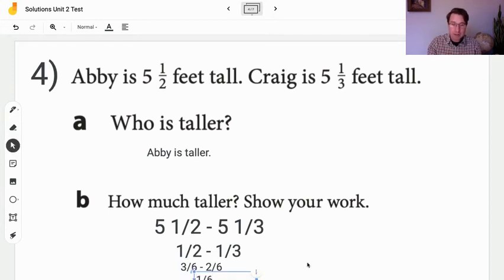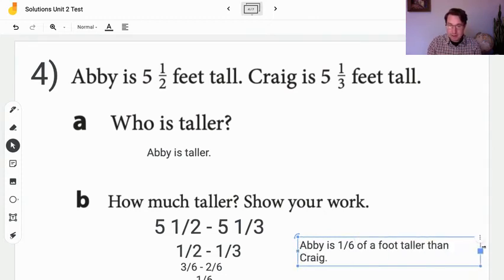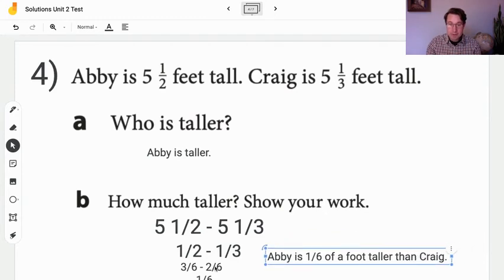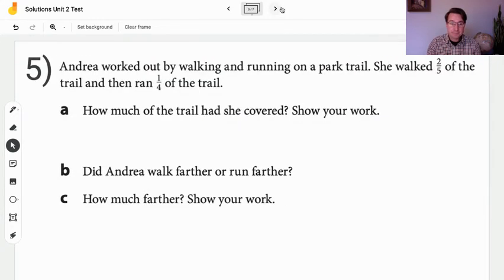And what I really wanted to see was the full sentence. Abby is 1/6 of a foot taller than Craig. Okay, that's a solid A-level answer right there. Your work and your answer written in an awesome sentence.